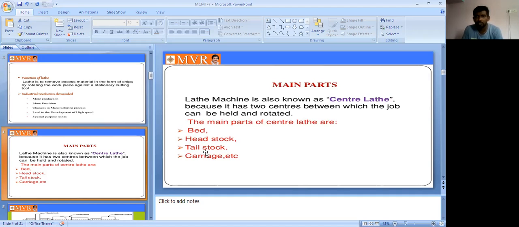First one is the bed. It is the basic one. Headstock is on the left side, tailstock is on the right side, and the carriage is in the middle. So these four are the major parts of the lathe machine. The lathe machine is also called a center lathe. Why? Because we have two centers in it.